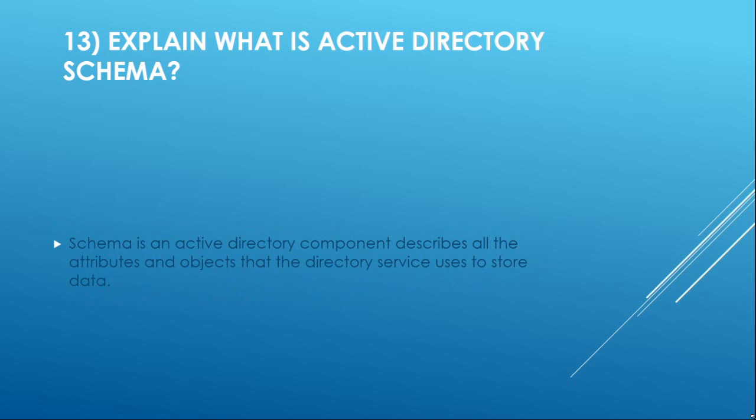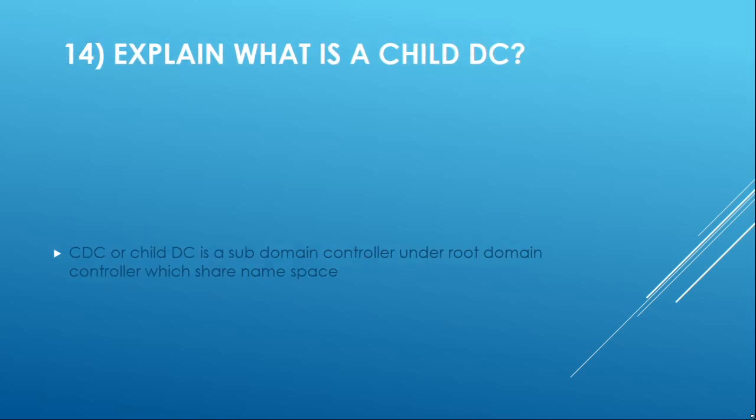13. Explain what is Active Directory schema. Schema is an Active Directory component that describes all the attributes and objects that the directory service uses to store data. 14. Explain what is a child DC. CDC or child DC is a subdomain controller under the root domain controller which shares the namespace.